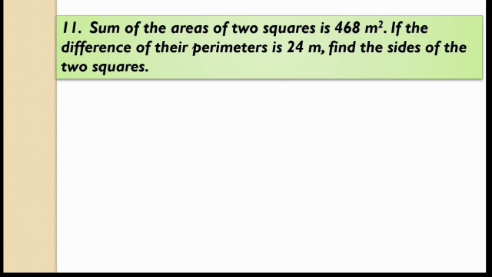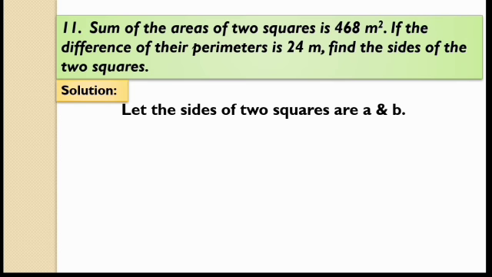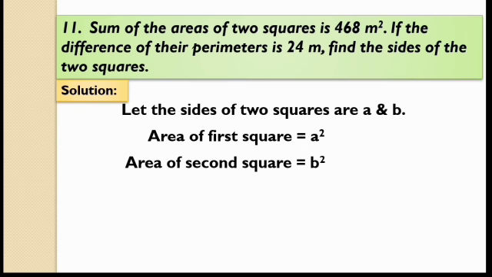Question number 11 is, sum of the areas of two squares is 468 meters square. If the difference of their perimeters is 24 meter, find the sides of the two squares. Here we have to find the sides of the two squares. So we will suppose, let the sides of the two squares be A and B. So area of the first square will be A square. As we know, area of a square is side into side. And area of the second square will be B square.